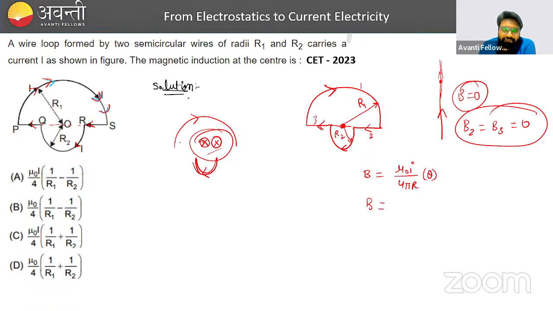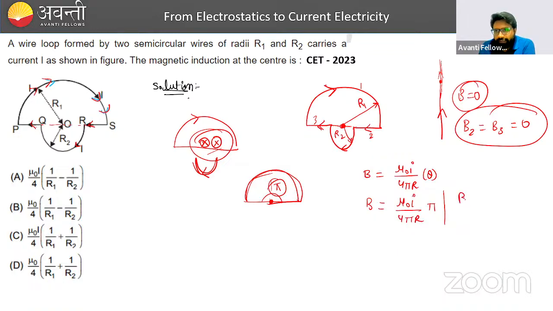Theta is the angle subtended by the loop at the center. So see how much angle this loop subtends: pi angle. The lower one is also subtending pi angle. So it's mu naught I upon 4 pi r into pi, and for the other loop, B is equal to mu naught I upon 4 pi r.